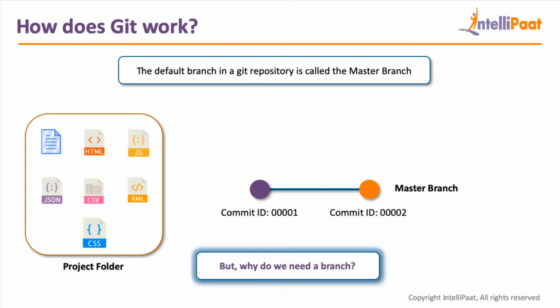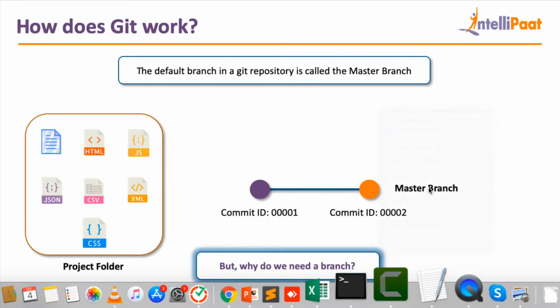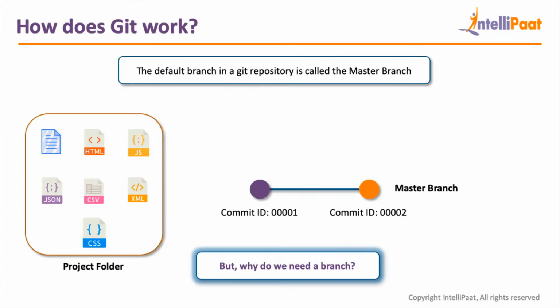Okay, but why do we need a branch? So I told you for the visual representation, for arranging the commits, you need a branch. But is that the only use case of having a branch, or are there any other things as well that you can do with the branch? So yes, there are other things as well that you can do with the branch, and let's go ahead and understand that. All right, so why do we need a branch?